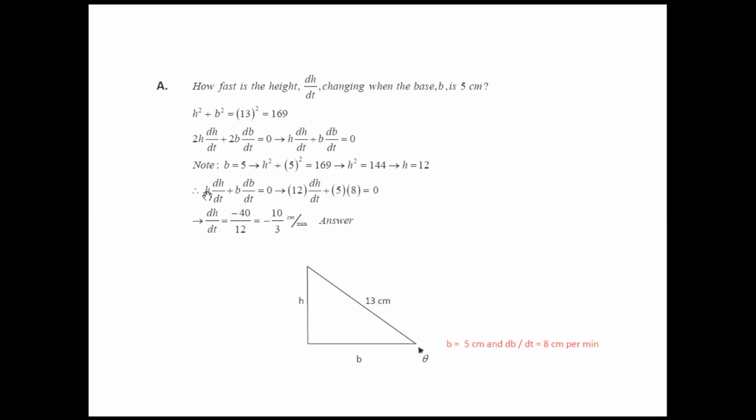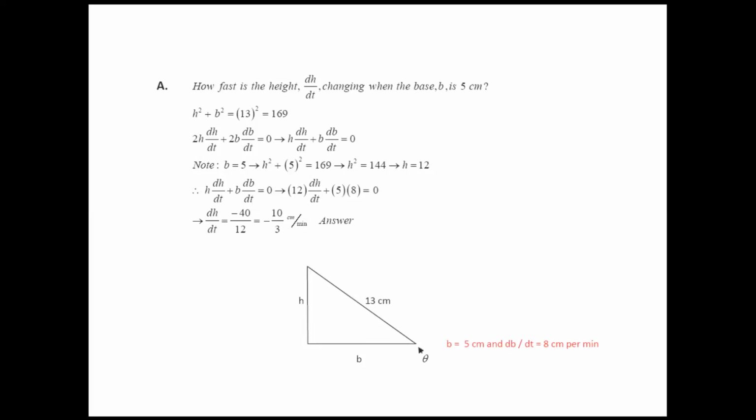We know h, we know b, we know dB dt, so we substitute those in and we solve for dH dt, and we get minus 10/3. And this is going to be centimeters, because height is centimeters, it's linear, and the time is minutes, so it's minutes. And there's our answer. And this simply means that the height is decreasing as the base is increasing, okay? And that's all that means.